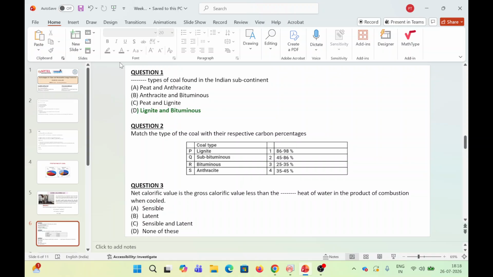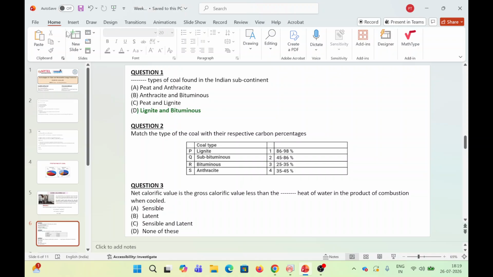Lignite has 25 to 35 percentage. Subbituminous has 35 to 45 percentage. Bituminous has 45 to 86 percentage, and the last one, anthracite, has 86 to 98 percentage.